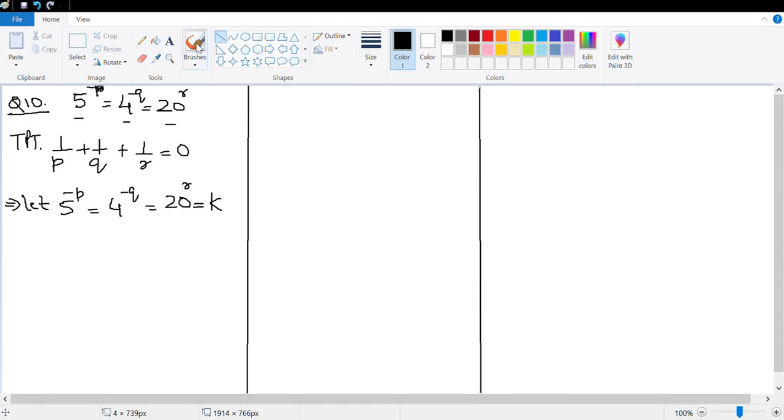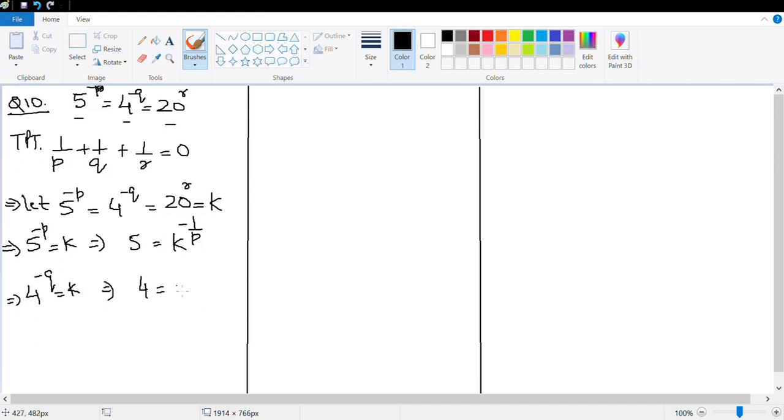So let's start. 5 to the power negative p is equal to k, which means 5 is equal to k to the power negative 1 upon p. Similarly, 4 to the power negative q is equal to k, which means 4 is equal to k to the power negative 1 upon q. And then the last one, 20 to the power r is equal to k, which means 20 is equal to k to the power 1 upon r.